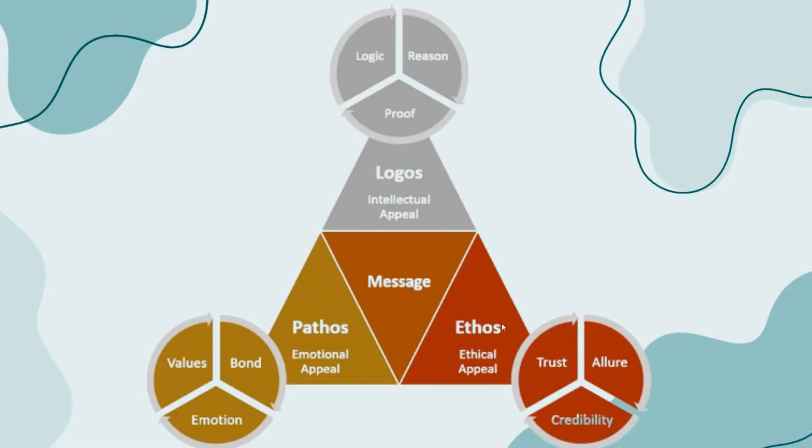And then even on the outside of it, what is ethos built of? Trust, allure, and credibility. What is pathos built of? Values, bonds, and emotions. What is logos built of? Proof, logic, and reasoning. So that's the idea of the triangle. What constructs the message? What constructs the argument? It's logos, pathos, and ethos, and what breaks that down. So this is a more visual example of the point I was making before.